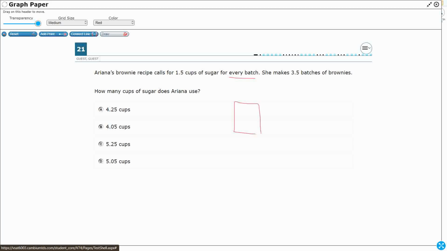So let's say that's a batch. I'll just put batches right here. And so that's my first batch. It needs 1.5 cups of sugar. And then I've got another batch here, and it needs another 1.5 cups of sugar. Here's another batch here, 1.5 cups of sugar. So that gives me three batches, but I need 3.5.